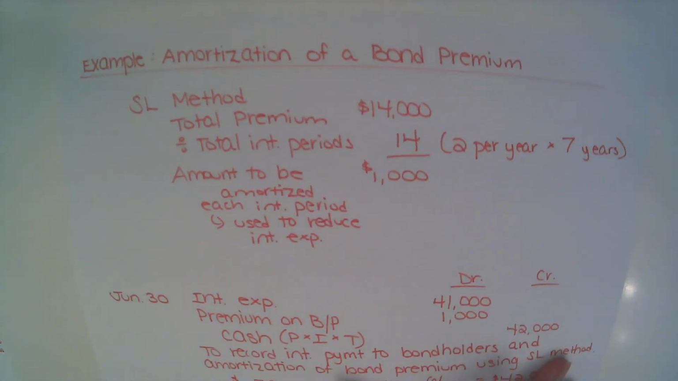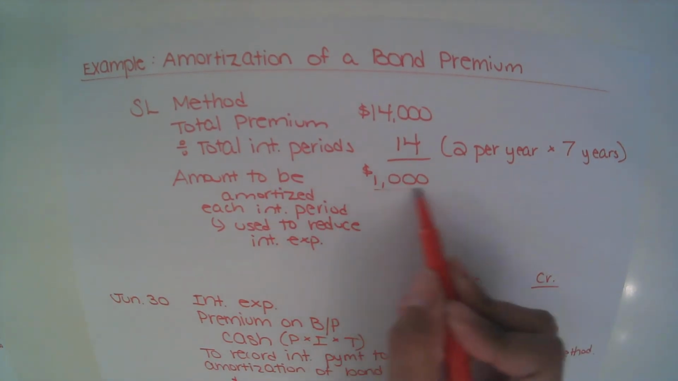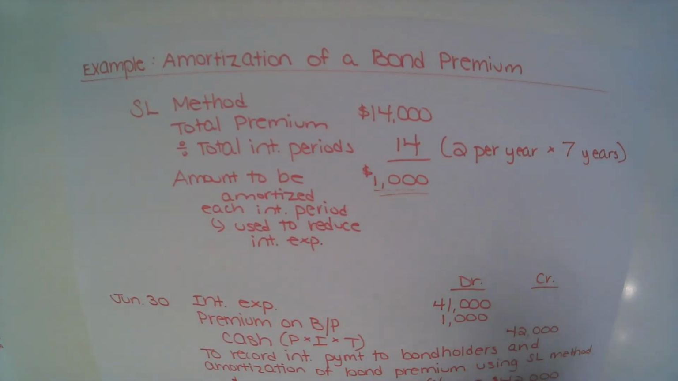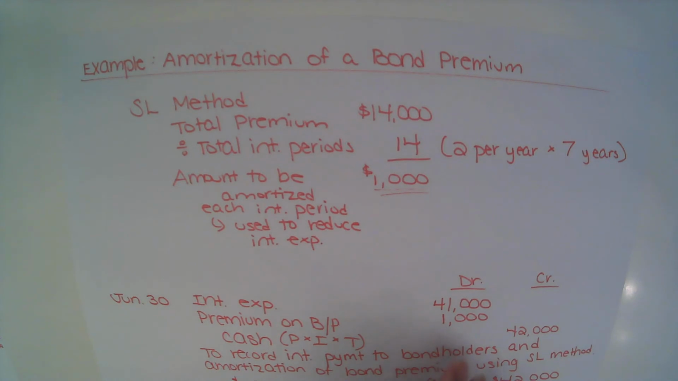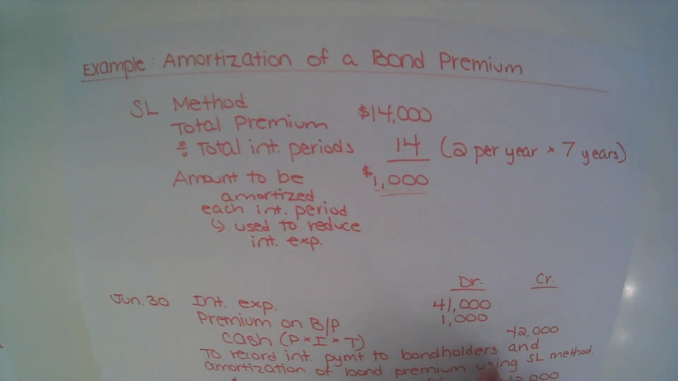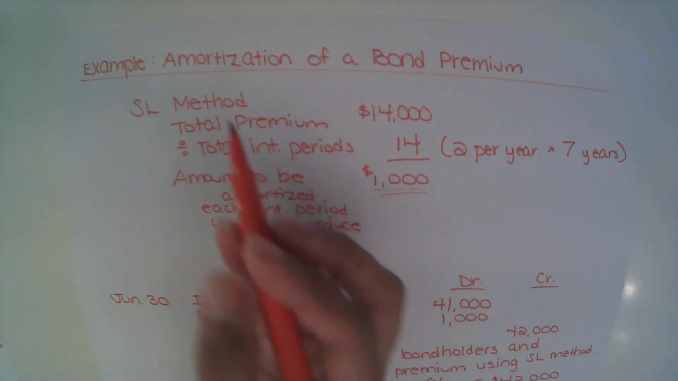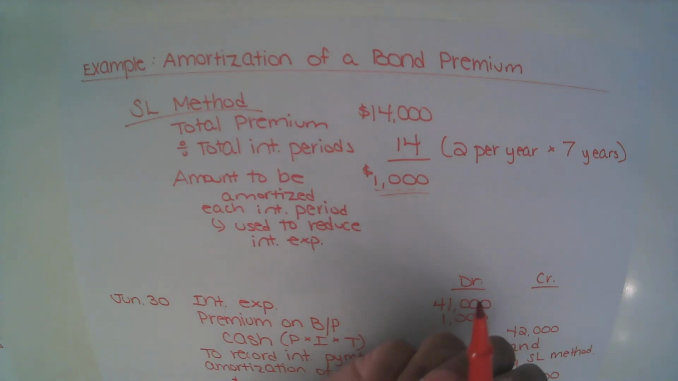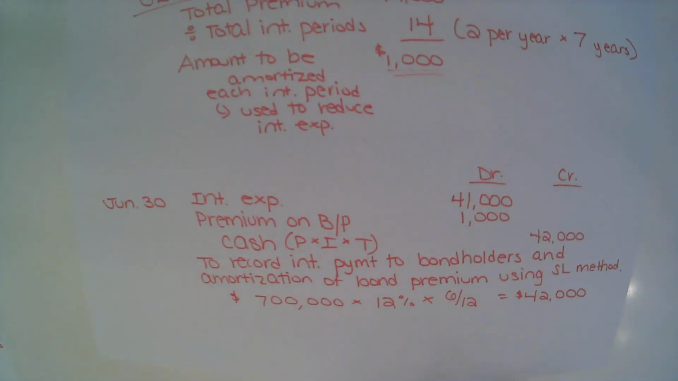All right, we did our calculation. Hopefully that was pretty easy. Straight line is so nice. If you continue on, you'll visit that effective interest rate method of amortization. But for this class, straight line is sufficient. And there's your journal entry.